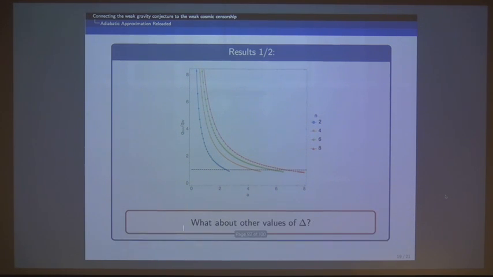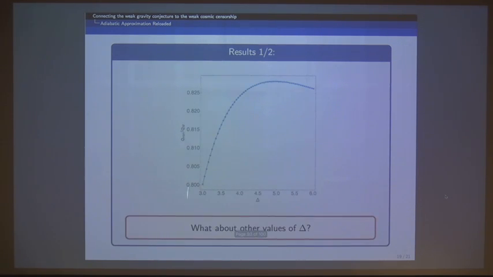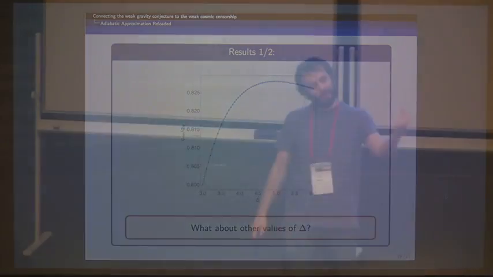Have you tried other values? Yes, we've tried other values of delta, and this ratio is always smaller than one. So it seems that the implication goes in one way, right? The biggest surprise that we had is that it actually also goes the other way, and we really don't understand.